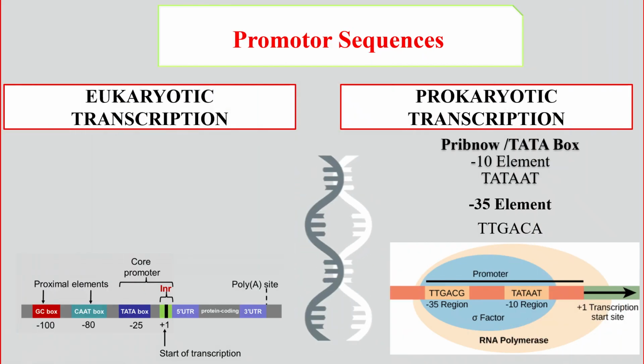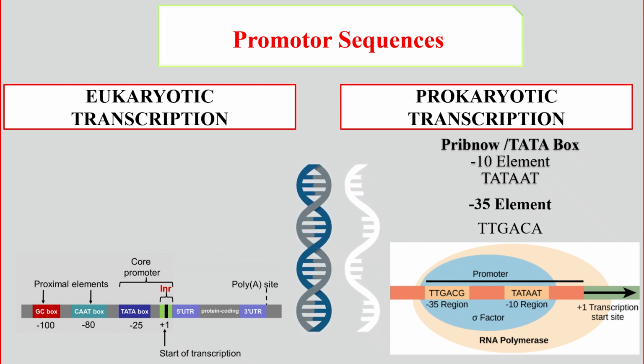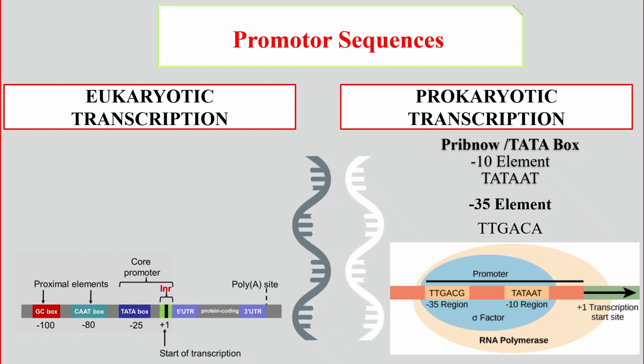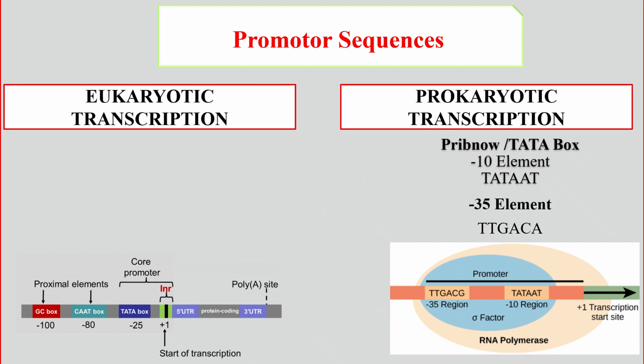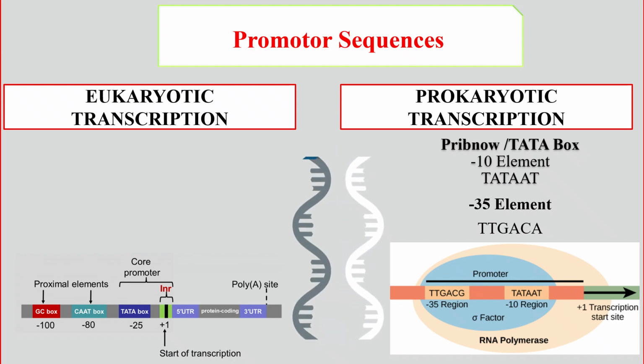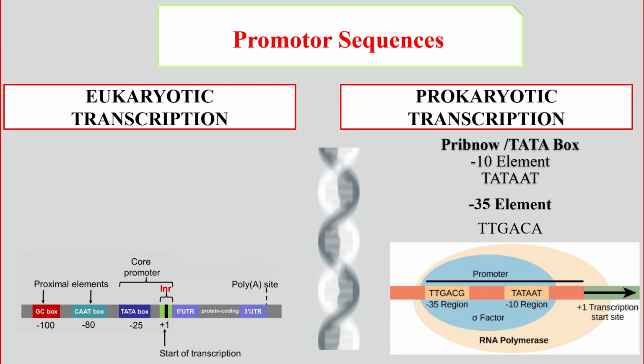Promoter sequences. These are specific sequences that are present upstream of the coding region in both organisms, eukaryotic as well as prokaryotic. These are specific sequences that are recognized by the RNA polymerases, from where the transcription has to begin. These promoter sequences are different in eukaryotes and prokaryotes.